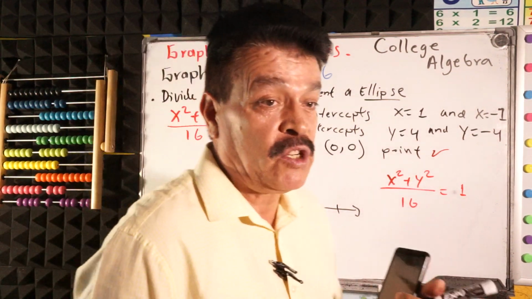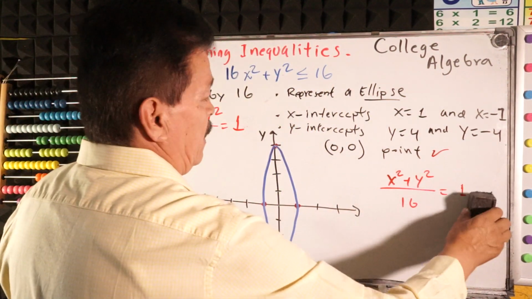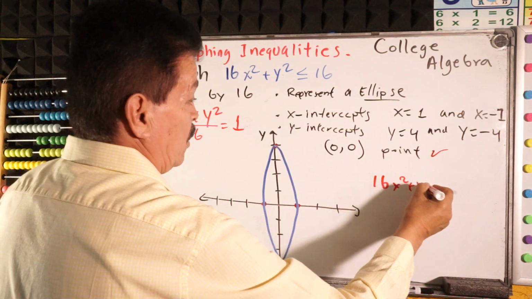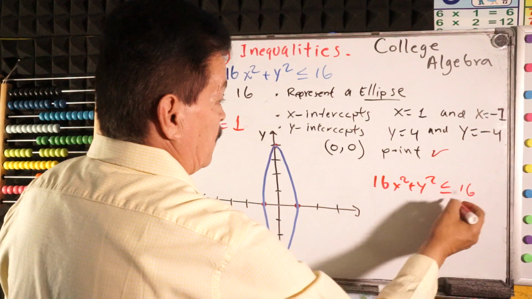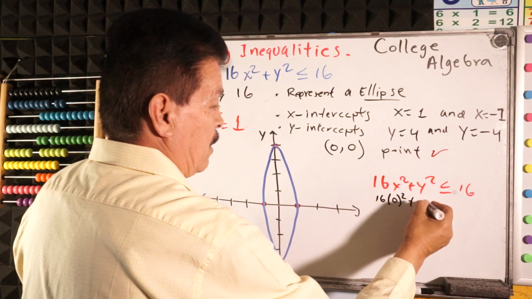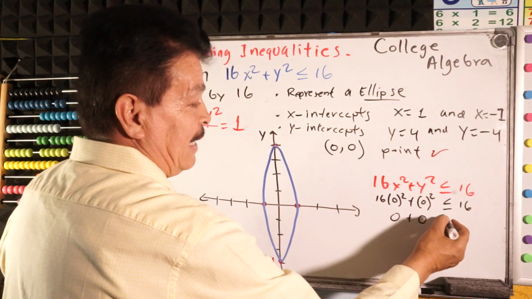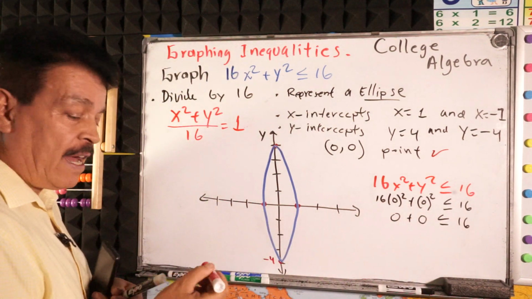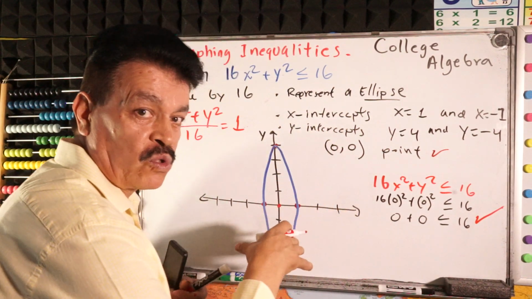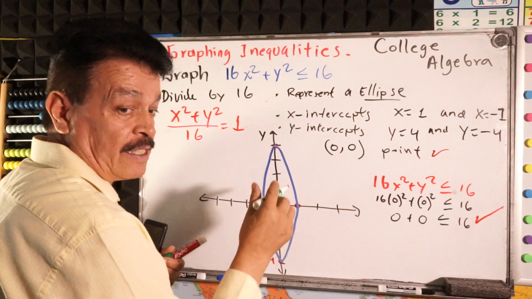To check if it's right or not, we use the main inequality. So we have 16 times 0 to the second power plus 0 to the second power less or equals than 16. So this is 0 plus 0 less or equals than 16. How does that inequality look? The inequality is fine. So this means 0,0 satisfies our inequality. Therefore, we have to color or shade this area.